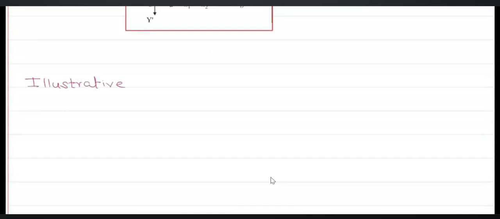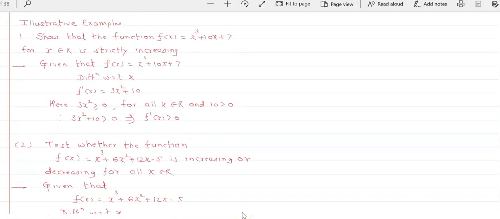Now the illustrative examples. See this first example. Show that the function f of x equals x cube plus 10x plus 7 for all x belonging to the set of real numbers is strictly increasing. We have the function f of x equals x cube plus 10x plus 7. Differentiate this with respect to x. Its derivative is 3x square plus 10. Here 3x square is greater than or equal to 0 for all real x and 10 is greater than 0. It is clear that 3x square plus 10 is greater than 0, that is, f dash of x is strictly greater than 0. Therefore the given function is monotonically or strictly increasing.